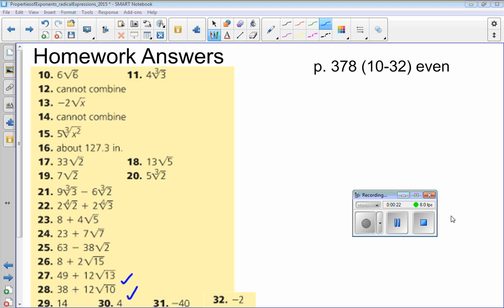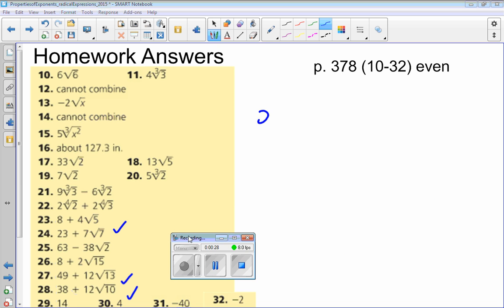So it looks to me like we have 24, 28, and 30. So let's start with those, okay? Let's start with 24. Problem number 24, we have this problem: 2 plus the square root of 7 times 1 plus 3 radical 7.